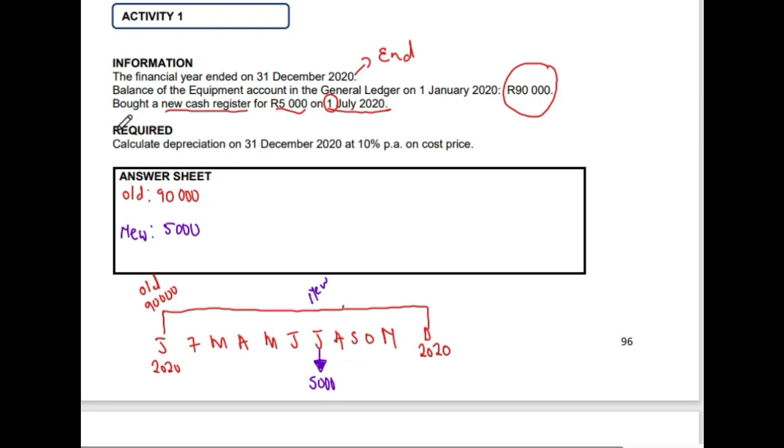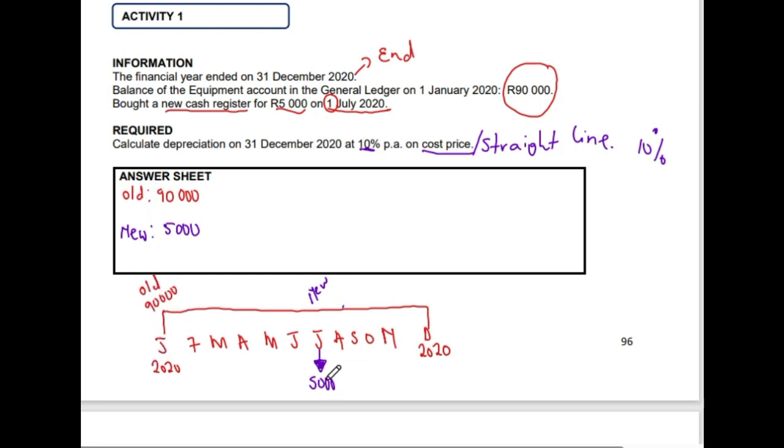So now let's calculate depreciation. Let's follow. And then it says required: calculate depreciation on the 31 December 2020 at 10% per annum on cost. Meaning, guys, as I told you, if you don't want to say on cost, sometimes they will say using the straight line method. So now we are given a rate of 10%. So now let's calculate depreciation, meaning we have two items. We had equipment at the beginning of our year.